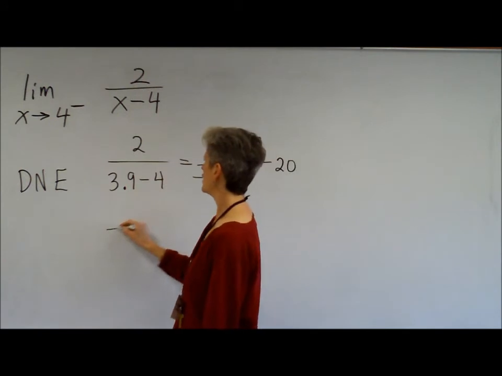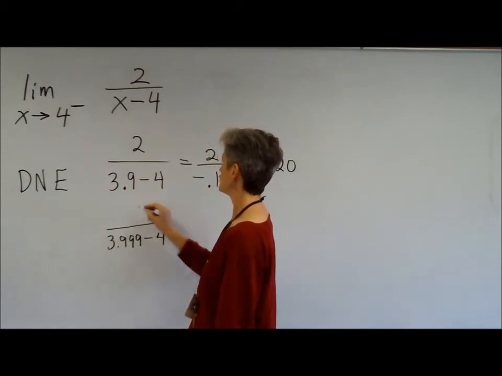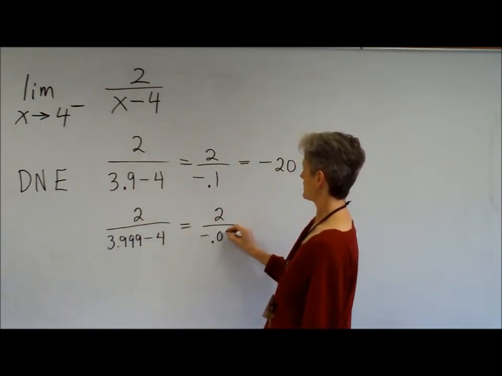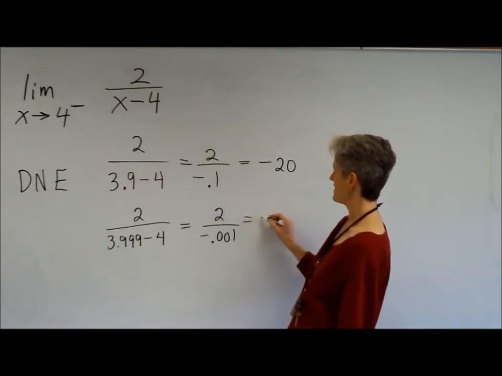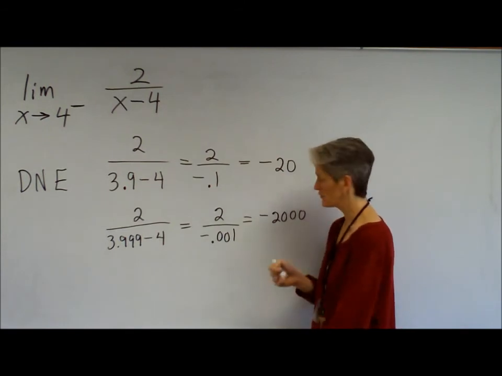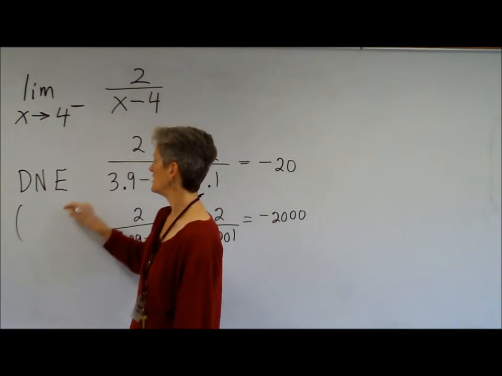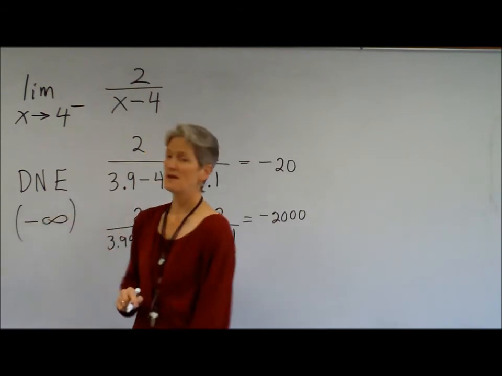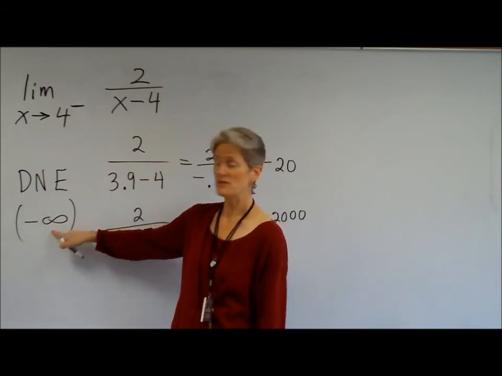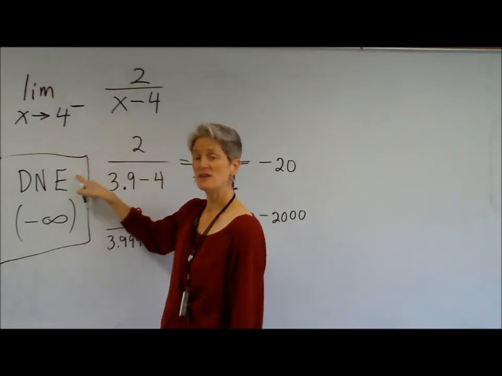Let's try something a little closer to 4, maybe 3.999. Again, you can choose any numbers you like. Let's see, 0.001. When I divide that, I'm going to get negative 2,000. Woo! That y value is shooting on down towards negative infinity. So my limit does not exist, and the reason it does not exist is because of the asymptote, and my y values are going down to negative infinity. So this would be considered your answer. Find the limit: my limit does not exist, and this is why.